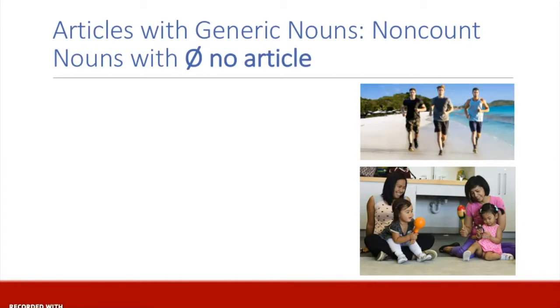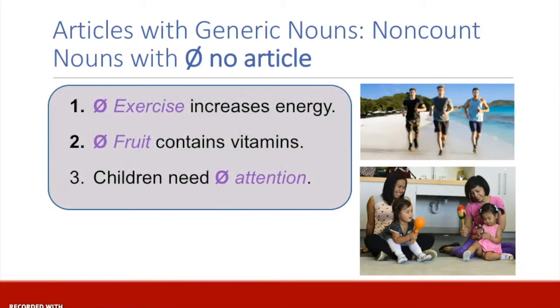Articles with generic nouns: non-count nouns with no article. Let's look at examples with non-count nouns. Number 1, exercise increases energy. Exercise is a non-count noun, and this is not something specific. It's not any specific exercise we're referring to. This is exercise in general.